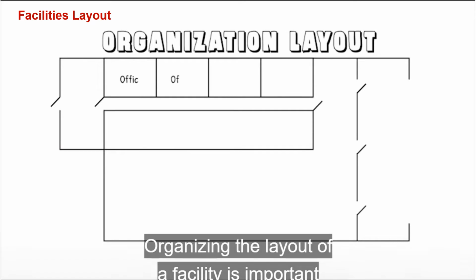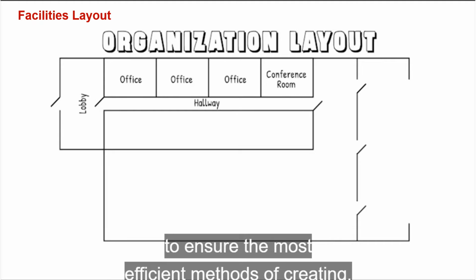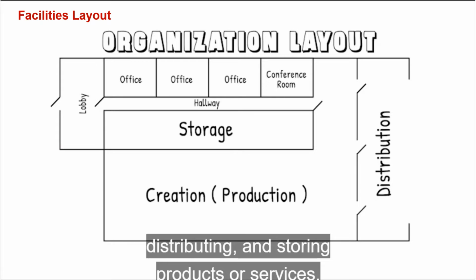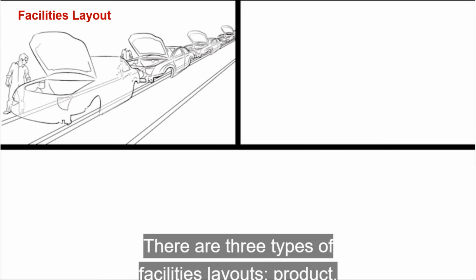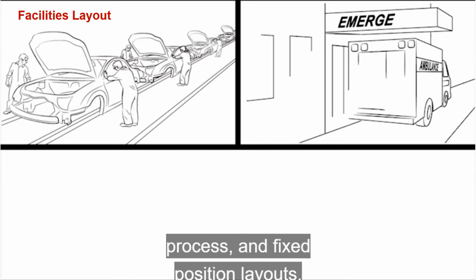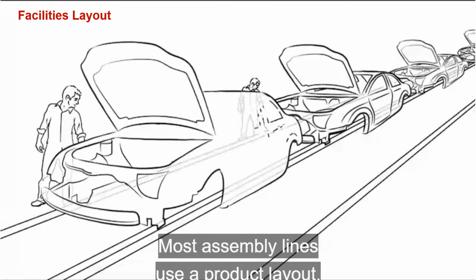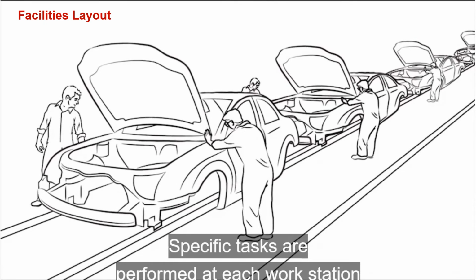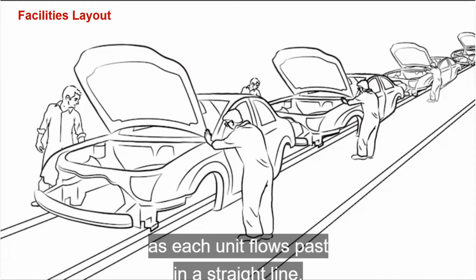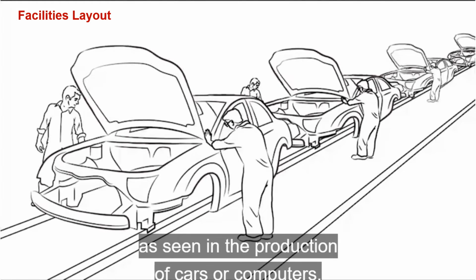Organizing the layout of a facility is important to ensure the most efficient methods of creating, distributing, and storing products or services. There are three types of facilities layouts: product, process, and fixed position layouts. Most assembly lines use a product layout. Specific tasks are performed at each workstation as each unit flows past in a straight line, as seen in the production of cars or computers.